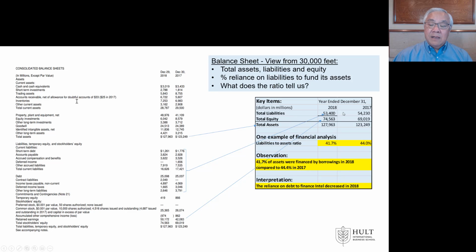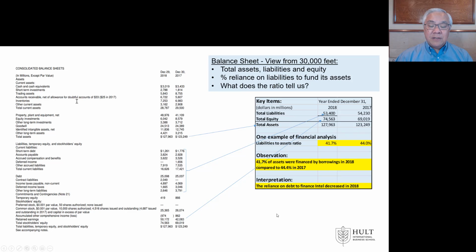On the right side, we see these numbers we drew from the left, and we have these totals. One example of a ratio that we're going to use to analyze is what is the ratio of liabilities to total assets. In other words, of all the assets you have, how much of those were financed by liabilities? So in 2017, it was 44%. In 2018, it went down to 41.7%. So what that means is that 41.7% of the assets in 2018 were financed compared to a higher number the previous year.